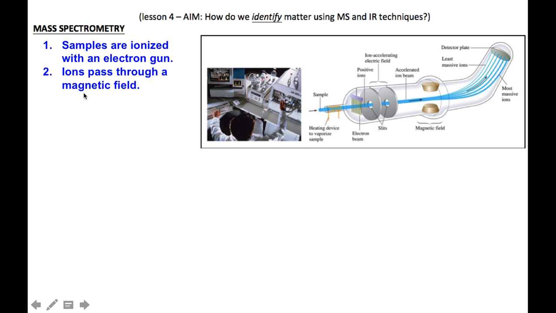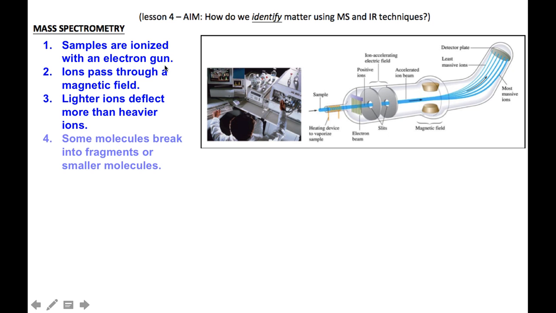And as they pass through a magnetic field, different types of ions, different parts of the molecule, will be deflected differently. So lighter ions deflect more than heavier ions. And we can see that in the picture. These narrower bands show the least massive ions, and the thicker bands are apparently the more massive ones. It's also crucial to know that in addition to ionizing a molecule, the conditions of the mass spectrometry will fragment molecules. They'll literally break apart and lose some of the covalent bonds, and we'll see that in the spectra.